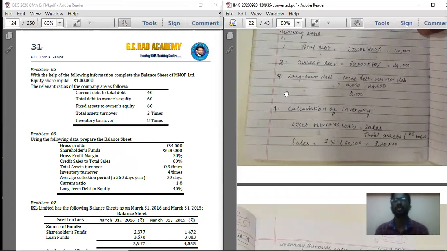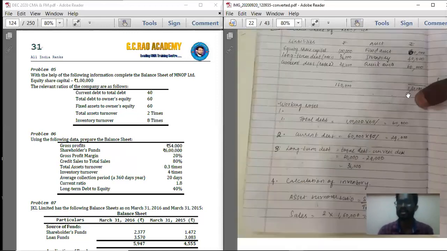Below that, after the third working note, put point number 4. Put the heading: calculation of inventory. In this working note number 4, we are going to find the inventory. Before that, what are the two ratios which we haven't used till now? Total assets turnover and inventory turnover ratio. The assets turnover ratio is given as 2 times. What is the formula for assets turnover ratio? Sales divided by total assets. Here we know that total assets is 1,60,000.